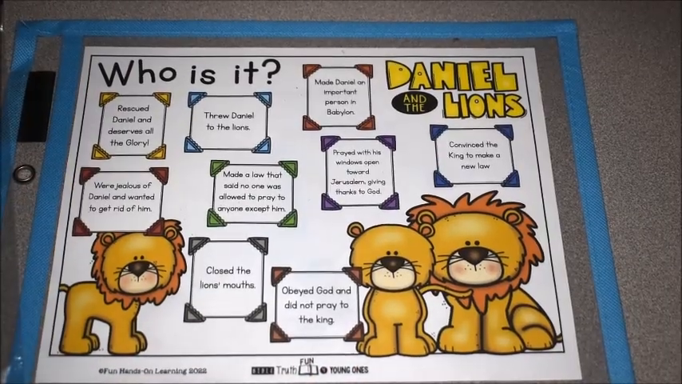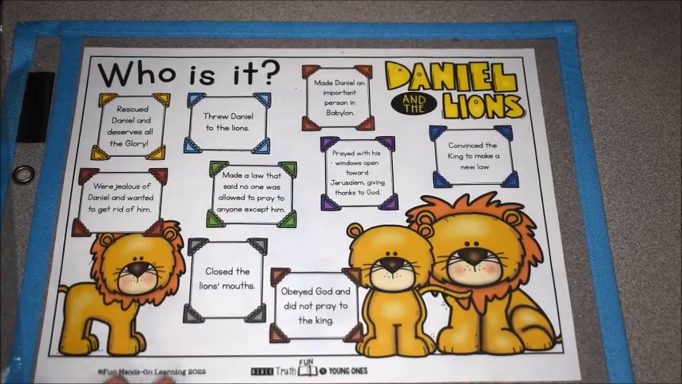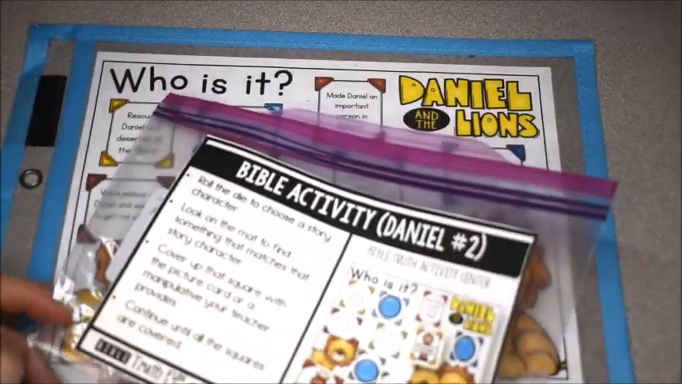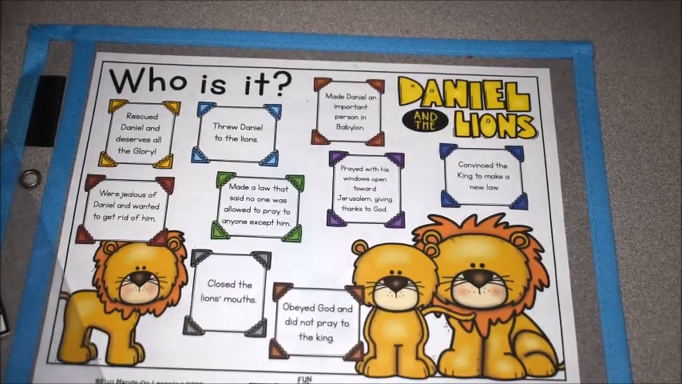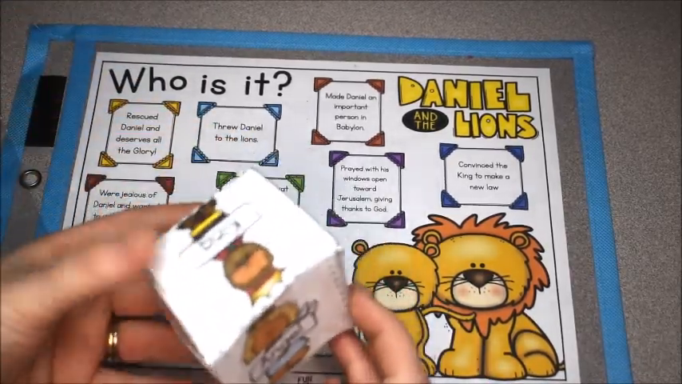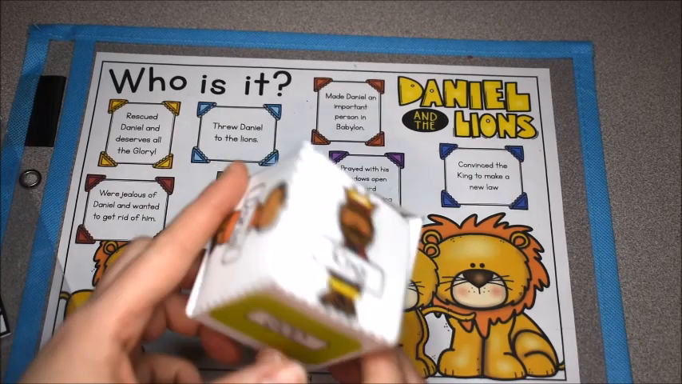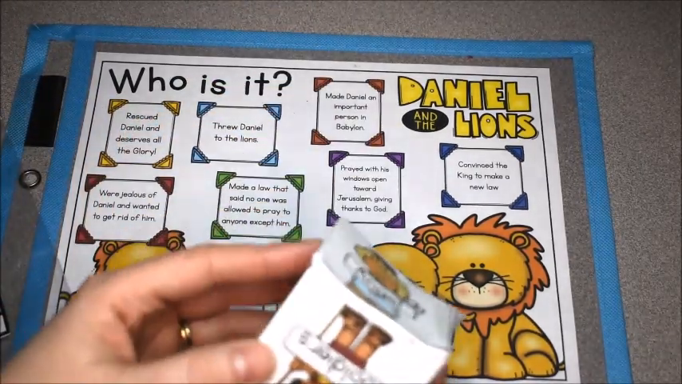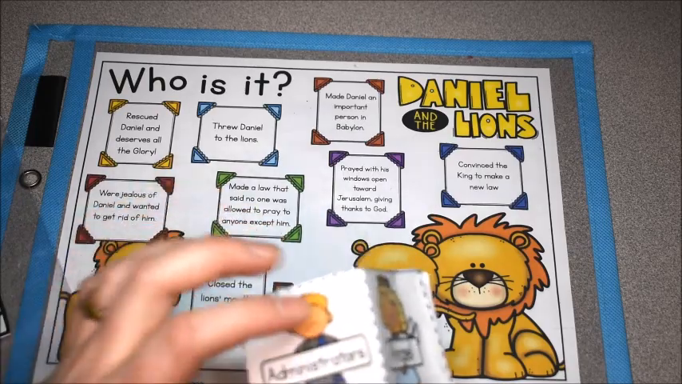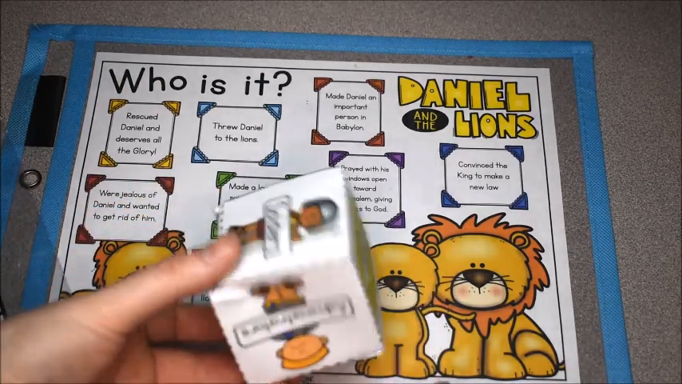Okay, friends, this next activity is for the story of Daniel in the lion's den, and it is the second Daniel activity. For this activity, it comes with this die, or this paper die that you make yourself. I just printed it. Actually, I think I did print this out on cardstock, and then I just taped it together.